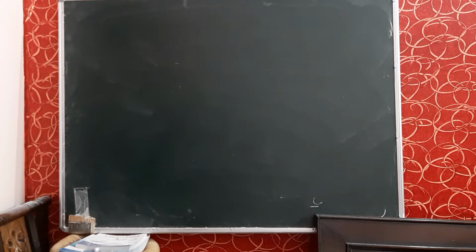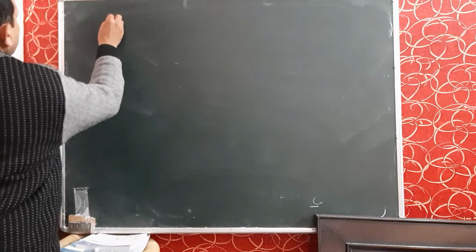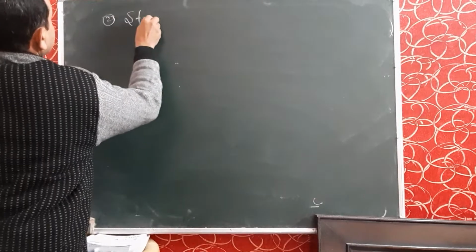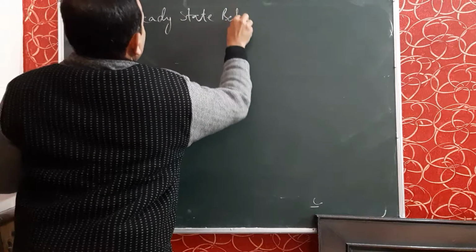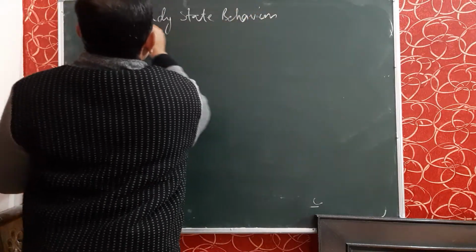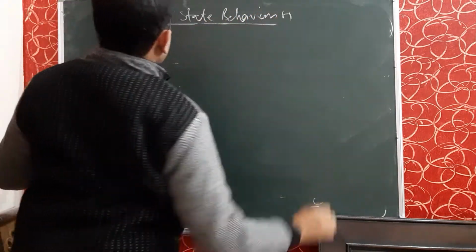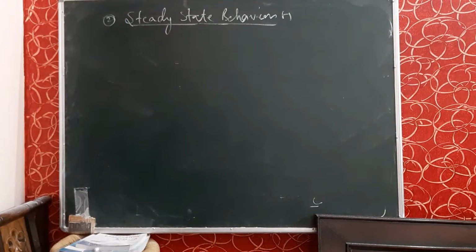Today we will discuss the steady state behavior of a forced oscillator. That is the second part. As you know, there are two types of behavior shown by the forced oscillator. The first one is transient behavior and the second one is steady state behavior.